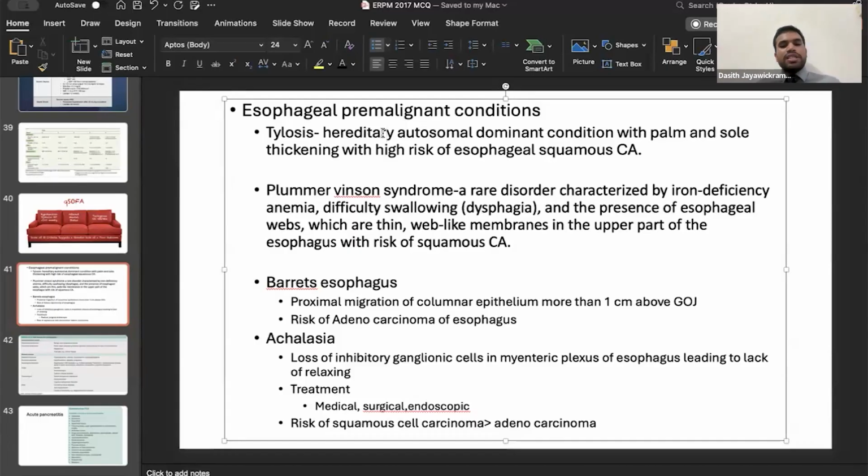Again, achalasia cardia is a risk factor for squamous cell carcinoma, and it can cause both squamous cell carcinoma and adenocarcinoma, but more towards squamous cell carcinoma. Also, scleroderma is a risk factor for squamous cell carcinoma of the esophagus. These pre-malignant lesions of the esophagus you will have to remember as a list.